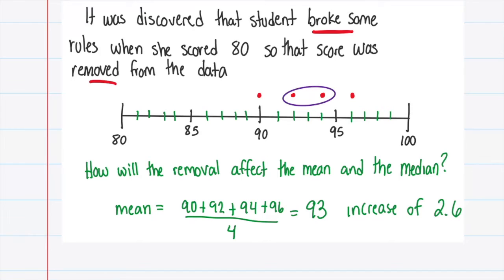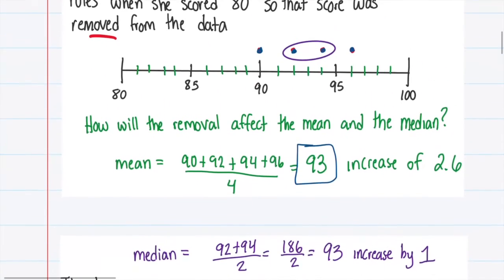We add 90, 92, 94, and 96. We did the math over here, guys. Then we divided by 4. You can check the math. And that actually gives you a mean of 93. So, what about the median?